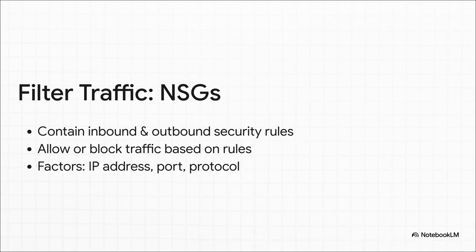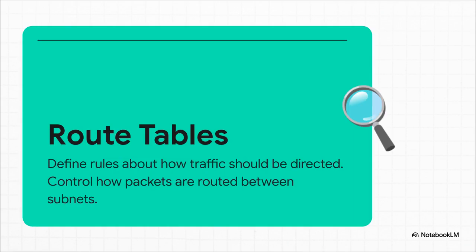What you do is you attach an NSG to each subnet, so to each floor of your building, and it acts like a guard with a very, very specific list. It checks all the traffic coming in and going out, and it decides whether to allow or deny it based on a set of rules you create, like where it's coming from, where it's going, and even which port it's trying to use.